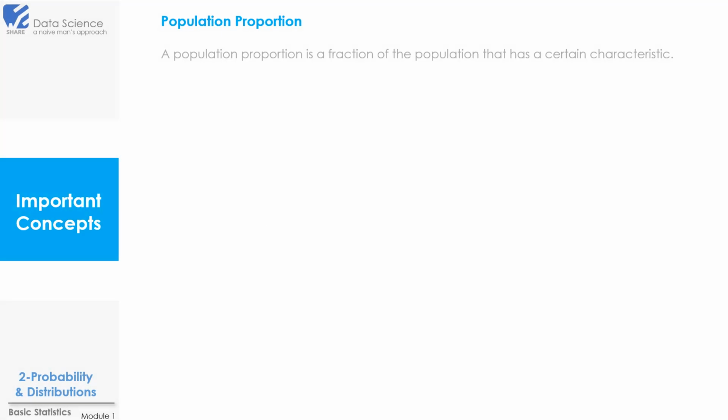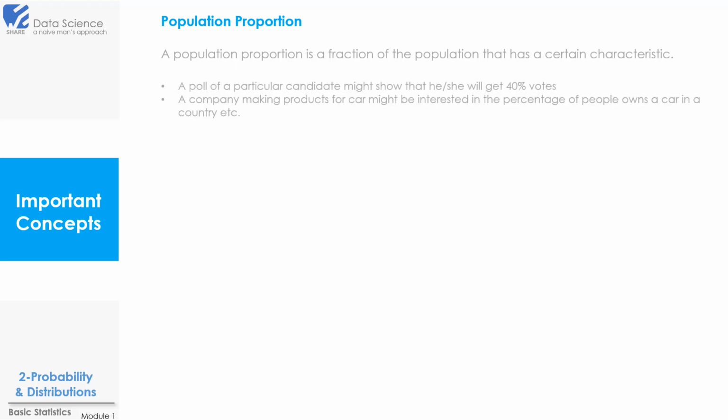Now the next important concept is population proportion. Sometimes we don't use the mean of our population for our statistical process and instead use population proportion. A population proportion is a fraction of the population that has a certain characteristic. For example, a poll of a particular candidate might show that she will get 40% votes. Or a company making products for cars might be interested in the percentage of people who own a car in a country. So all these are examples of population proportion.